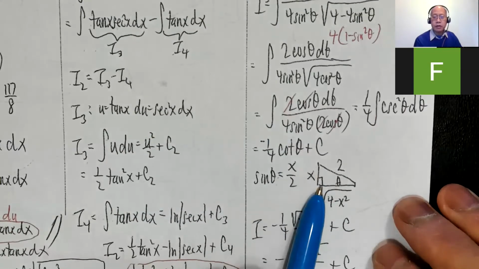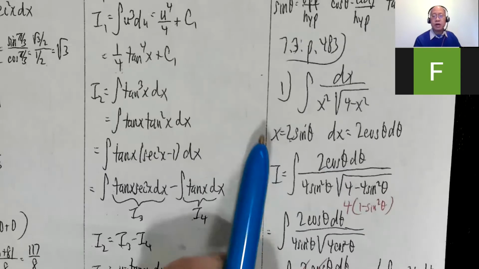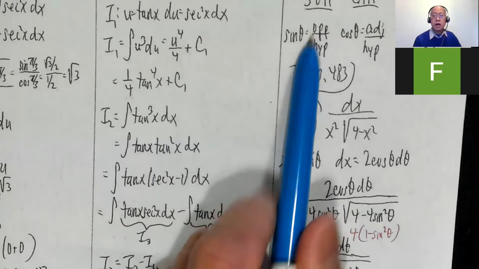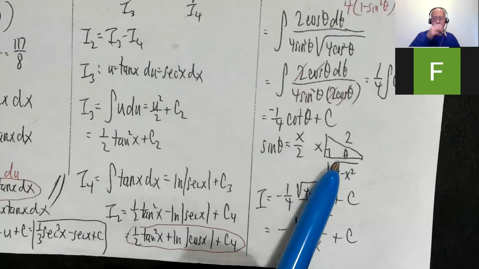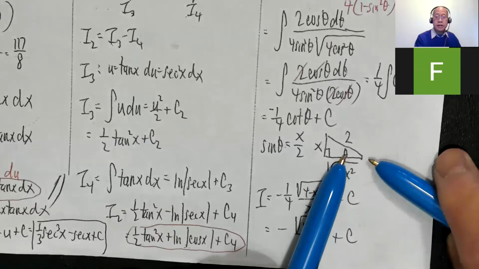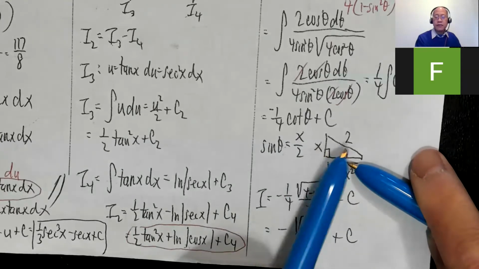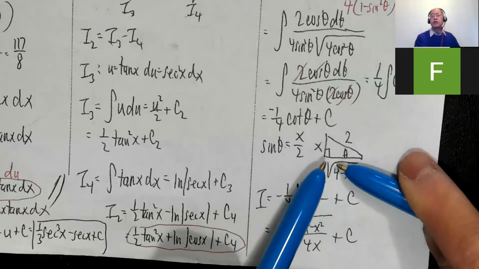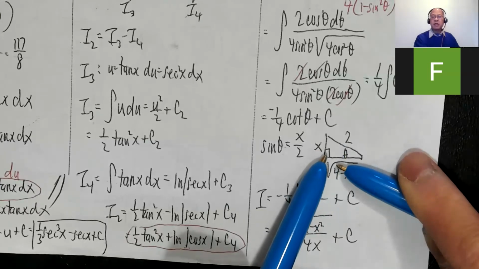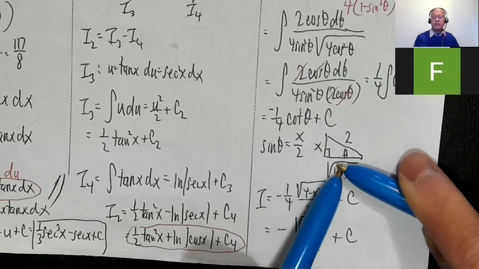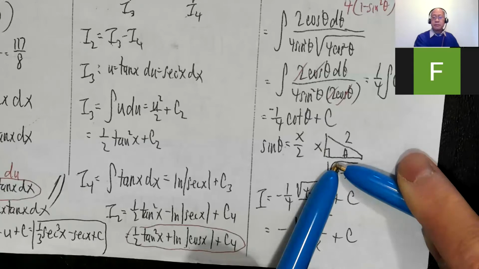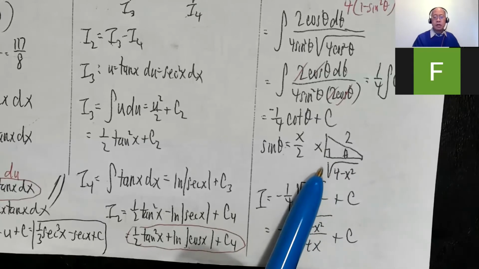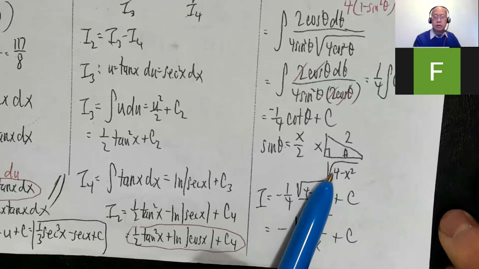So I draw myself a triangle. Sine is what divided by what? Opposite over hypotenuse. So from here, I did x divided by 2, opposite over hypotenuse. And then do your Pythagorean theorem, a squared plus b squared equals c squared, to find the adjacent side. You can work it out. It comes out to be square root of 4 minus x squared.